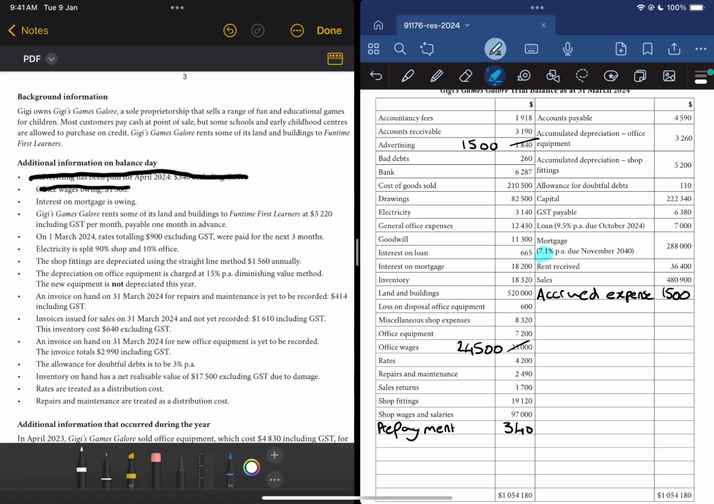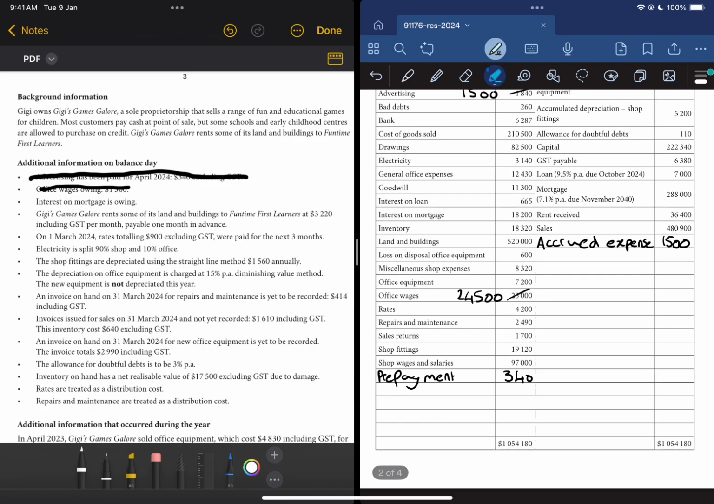So 288,000 times 0.071. That's going to give us 20,448. So I'm just going to write it down at the bottom here just so we don't forget that. Nice and easy. So coming over here to our interest on mortgage, it's only 18,200. So we're going to need to increase that because we need to pay our mortgage, okay?